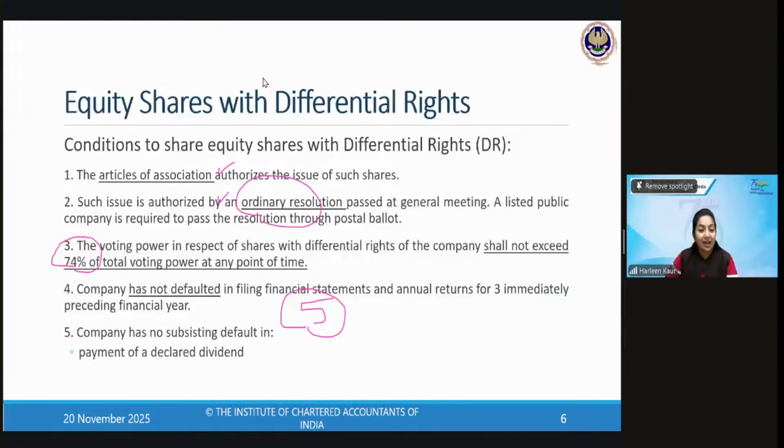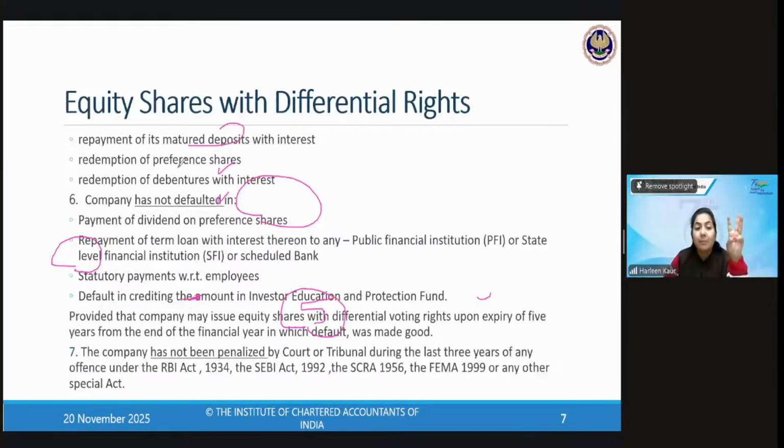Anyone who would like to raise their hands and answer me this question? If you remember in DVRs, what defaults should you not have made? You should not have defaulted in filing financial statements and annual return for the 3 immediately preceding years. Number one, you have not defaulted in payment of dividend. You have not defaulted in matured deposits, payment of preference shares, redemption of debentures, and you should not have defaulted in paying the dividend, repayment of loans, statutory payments, and also crediting the amounts to IEPF funds.